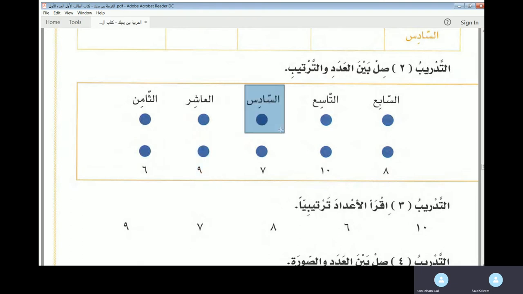As-sadis will be joined with Sitta. Al-ashir will be joined with Ashara. Ath-thamin will be joined with Thamania.